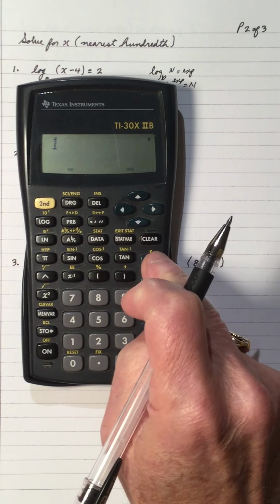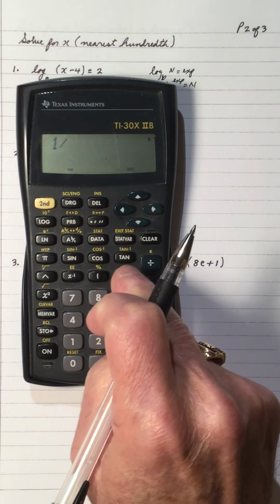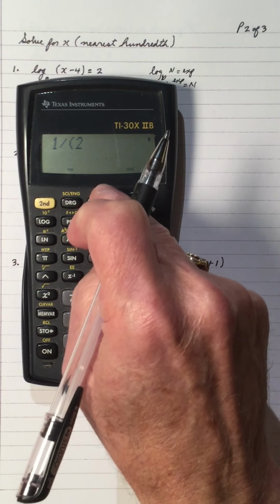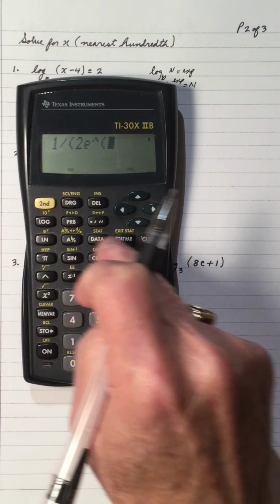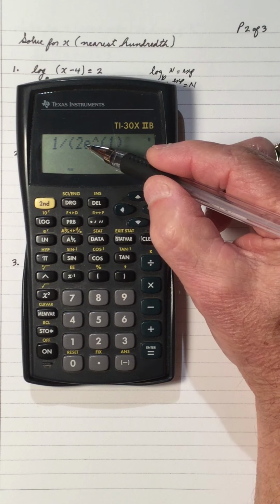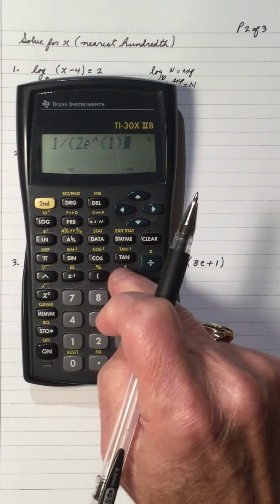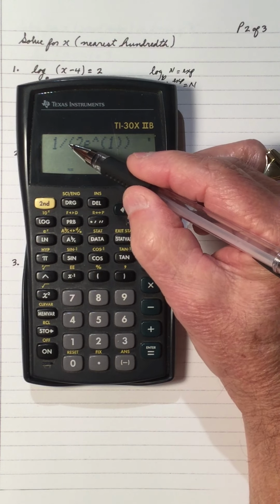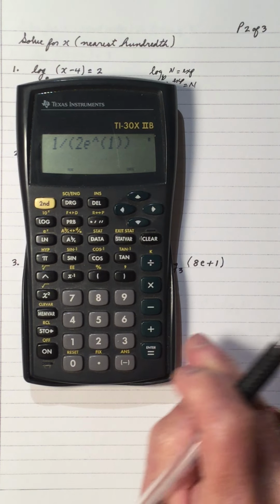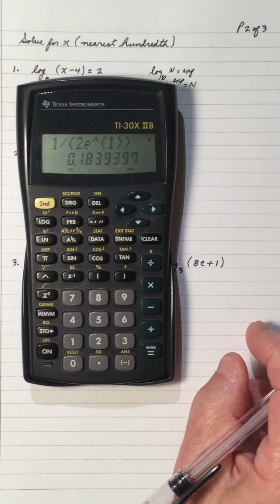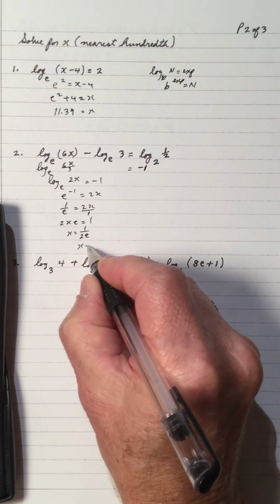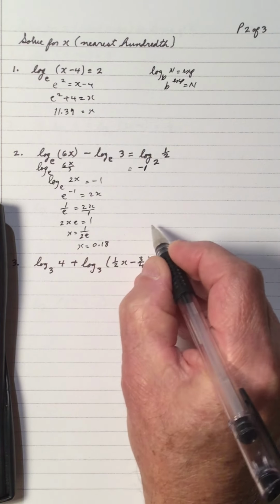So 1 divided by, and I'm going to put this in brackets, 2e. We'll do inverse ln with a 1, so I have the 1 enclosed in the bracket to make that e to the 1. Now I have to do another bracket, because this is 1 divided by, so this bracket and this bracket take care of this expression. So that's decimal 0.18 to the nearest hundredth. So x equals 0.18.